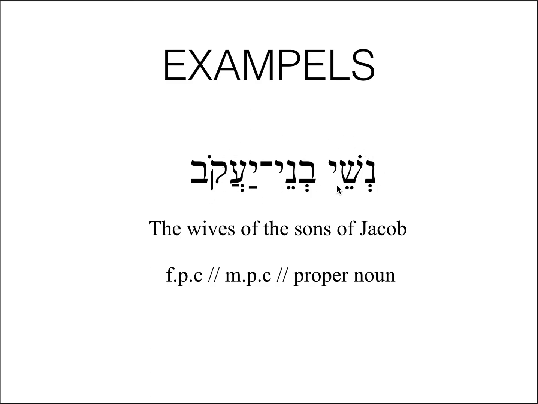Everything before that is modifying the noun, so all the constructs before must be definite if the noun is definite. And this noun, Jacob, is definite. Again, though we do not see the definite article, it's understood because this is a name.